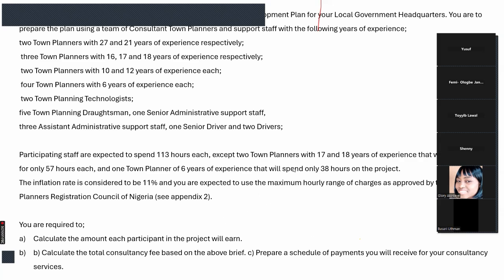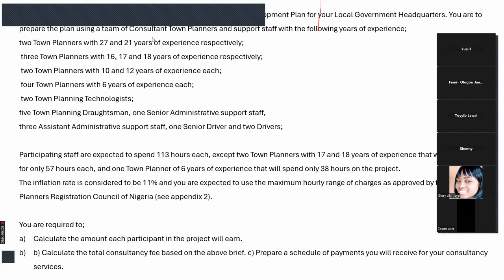Okay, and you are also expected to use the maximum hourly rate of charges as approved by TOPREC. So they will give you the table with the amounts. They normally give the table in the form of a range. Maybe let's say graduate town planner. They will say the hourly rate for graduate town planner is, let's say, 5,000 to 7,000. They normally mention it that way. That is the maximum and the minimum.